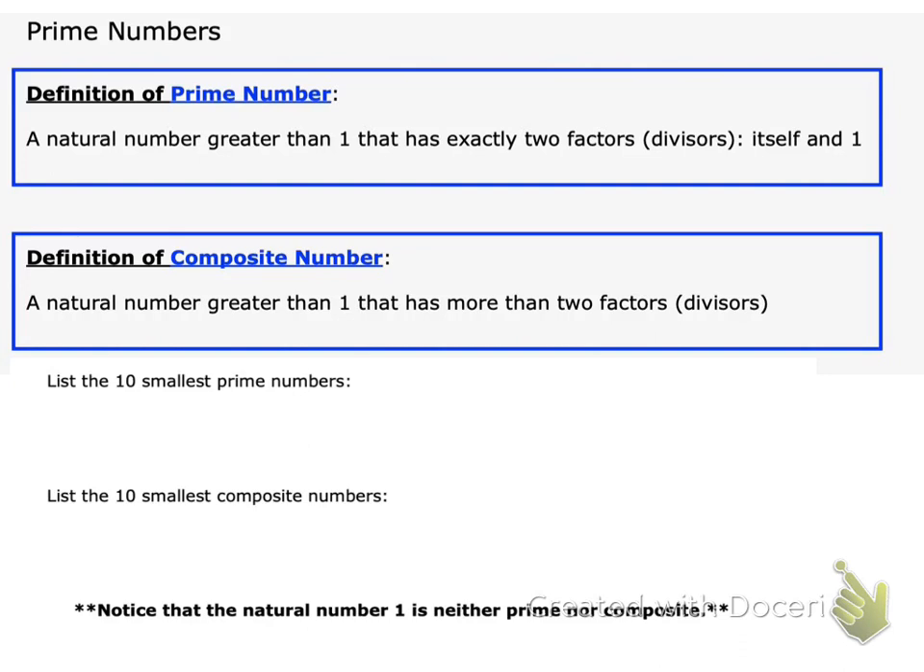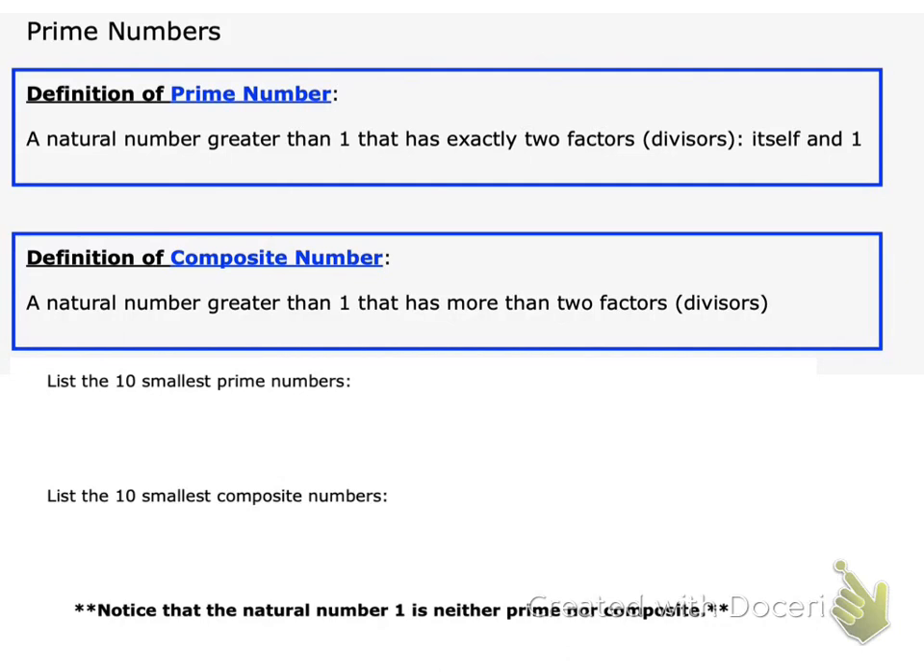So this we actually talked about a little bit before our last test, definition of prime and composite numbers. So we said that a prime number is a natural number that's greater than 1, that has exactly 2 factors, or you could call them divisors, itself and 1. So it can only be divided by itself and 1. Composite number means it's going to have more than 2 factors. Notice that 1 is not considered prime or composite. By definition, both of those have to be greater than 1. So we're just going to list the 10 smallest prime numbers, the 10 smallest composite numbers.